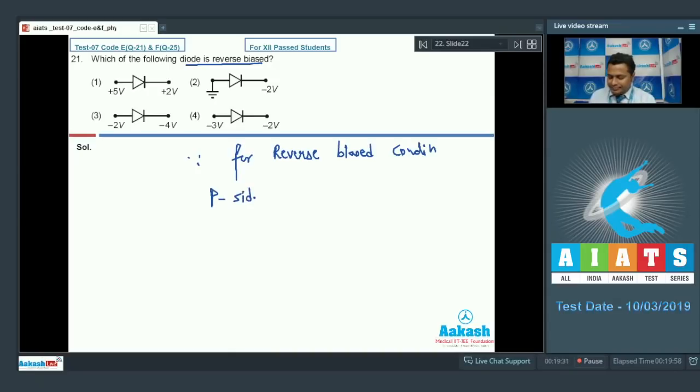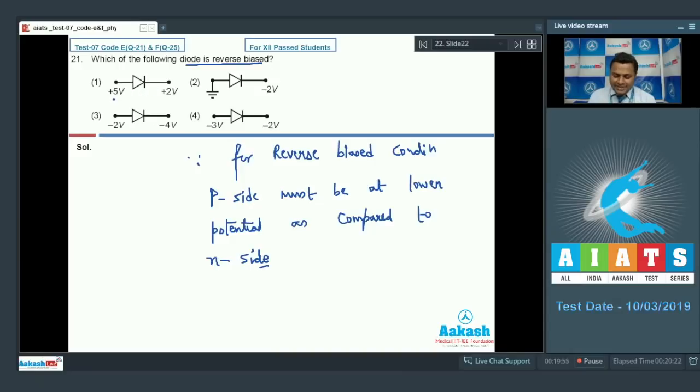P side must be at lower potential as compared to N side. So we have to check the options.